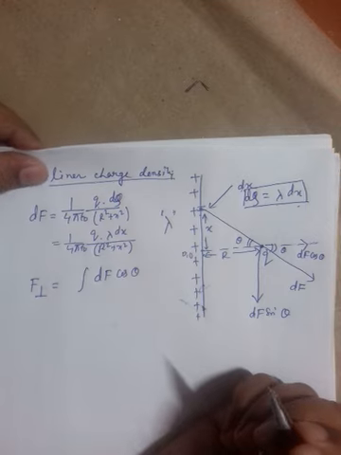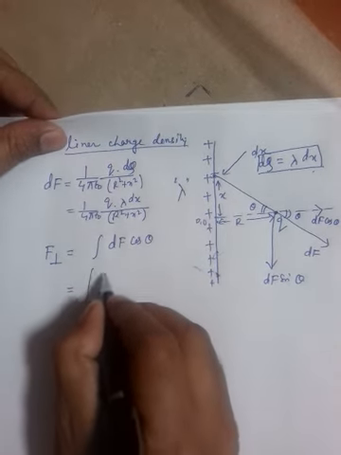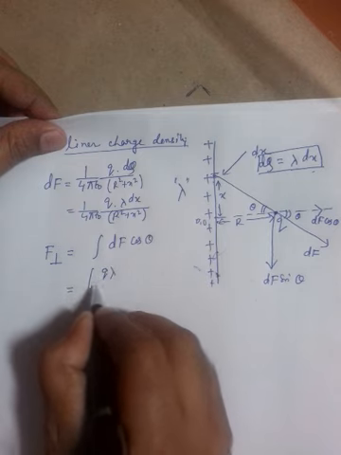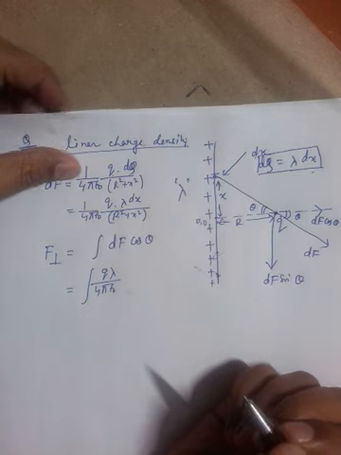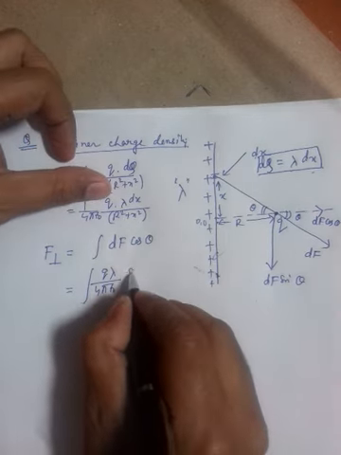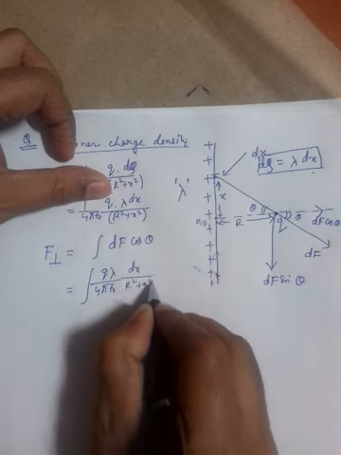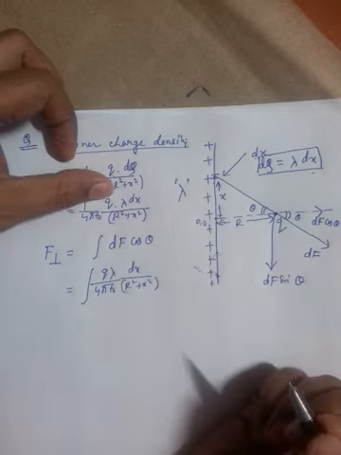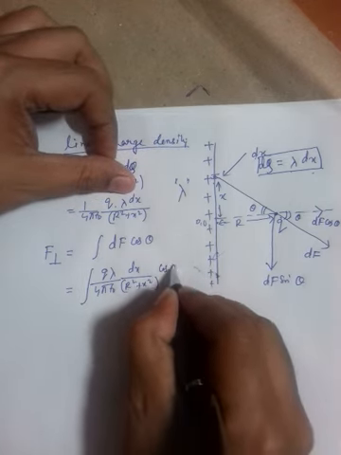I hope there is no difficulty in that. So what is dF available? It is qλ/(4πε₀) times dx divided by (r² + x²). What is cos θ? I am just writing it here.